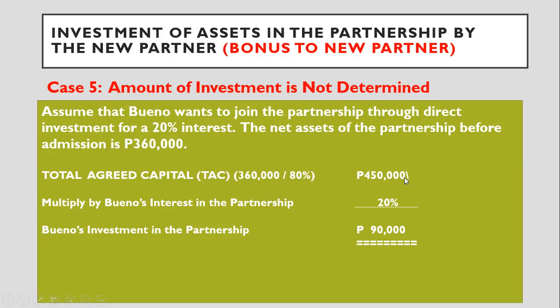And to determine how much Bueno should invest in the partnership, since there is no stated amount, we'll just multiply this by 20%. So Bueno should invest 90,000.